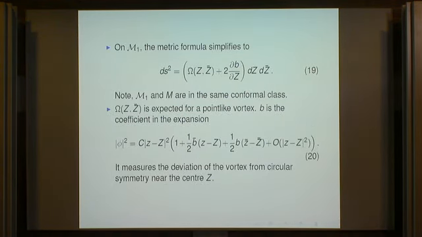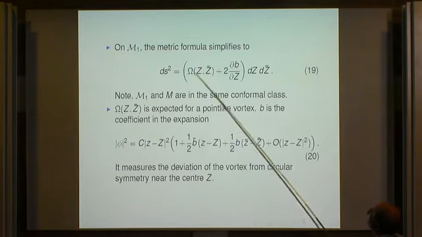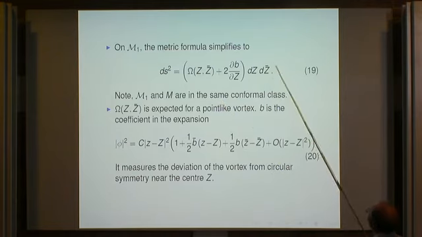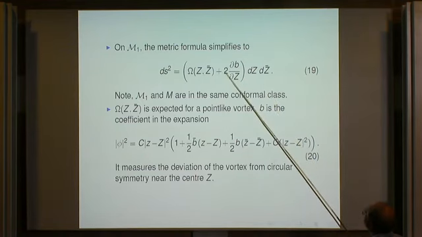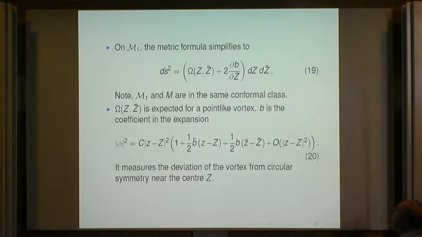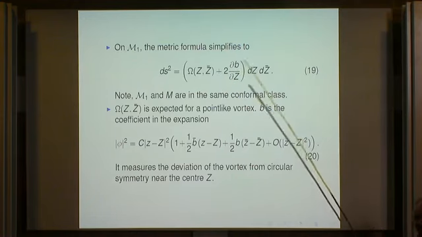So on a one vortex moduli space, the metric simplifies to this. So there's sort of this background term. This is the term you get for a point particle. You just get omega dz dz bar. But this is a correction to the point particle picture of a vortex. In the plane, this is zero by symmetry. So a vortex in a plane behaves like a point particle of fixed mass.